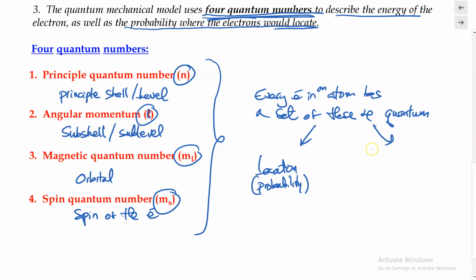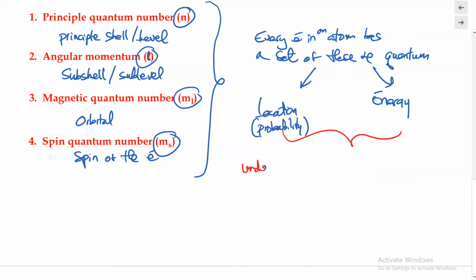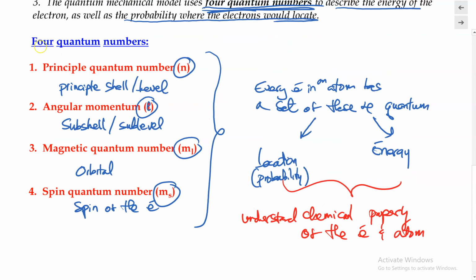And we'll also be able to figure out how much energy this electron would have. Combining these two together, once we know the location and the energy of the electron, we'll be able to understand the chemical behavior or property of the electron and the atom that the electron is found in. So this is why it's very important that we learn about the four quantum numbers.